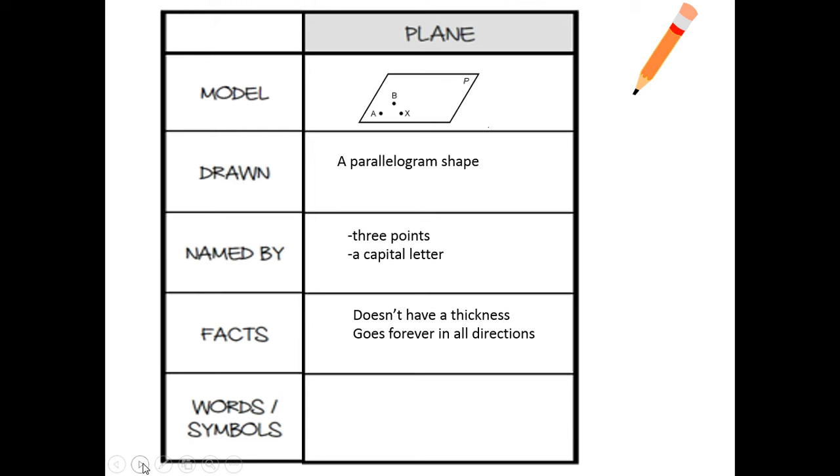Now, planes don't have thickness, right? So they're not like a big foam mattress pad or anything. They're like the biggest piece of paper you can imagine, super thin, right? They don't have a height, but they go on forever in all directions. So it's like pretty much the biggest piece of paper you can imagine. And now in words or symbols, to refer to this plane, you have to write the word plane in front, and then you can use 3 letters to represent 3 points on that plane. So A, B, X, or the P in the corner, you could also call that plane P.